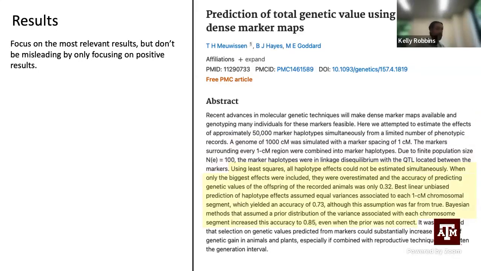The results section is one of the most important sections of an abstract. Using least squares, all haplotype effects could not be estimated simultaneously.